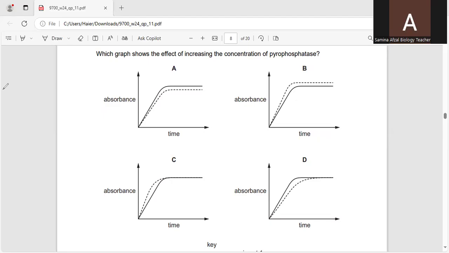So here in A, you can see the absorbance. The dotted line shows reaction 2 and the other line shows reaction 1. So reaction 2 is, no, this is not correct, because it should be fast according to my explanation. It is fast, but it continues? No, it will not continue, because if there is availability of more active sites, the reaction will be stopped earlier. So B is also not a correct option.